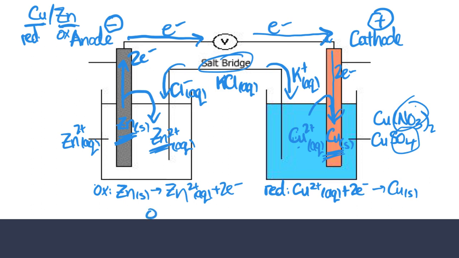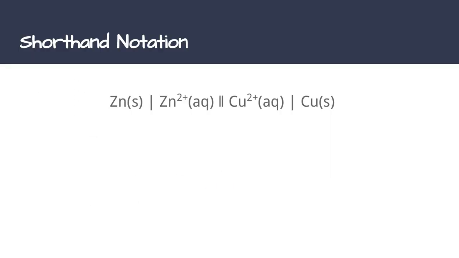The last thing we need to mark here is our overall reaction. And that's just balancing our two half reactions together. I'm just going to skip the state symbols, but you would want to put those in, just for the sake of keeping this video short. So we would take copper 2 ions and zinc, reacting to give zinc 2 plus ions and copper. Now, just quickly, all of that entire diagram, and you do have to have all of those pieces of information to have a complete diagram, can be summed up in a single line.